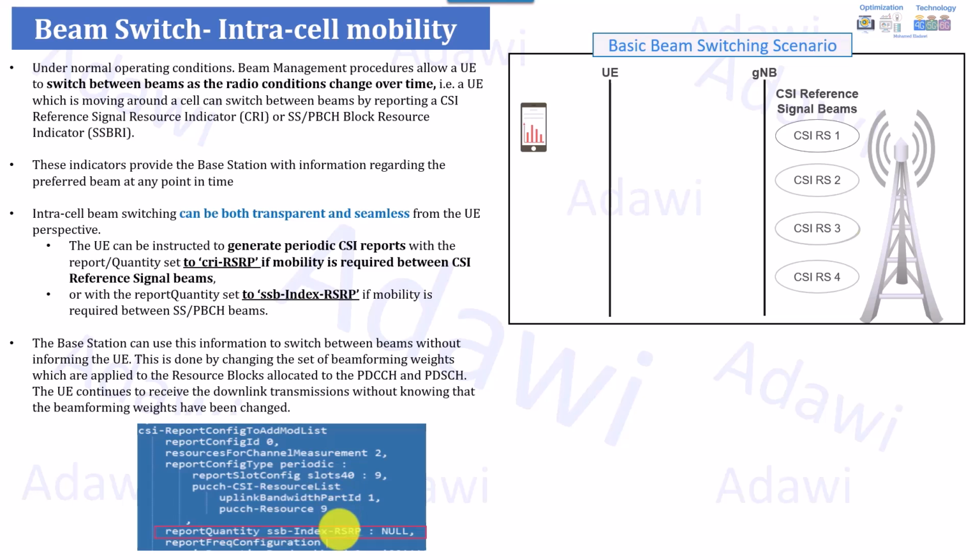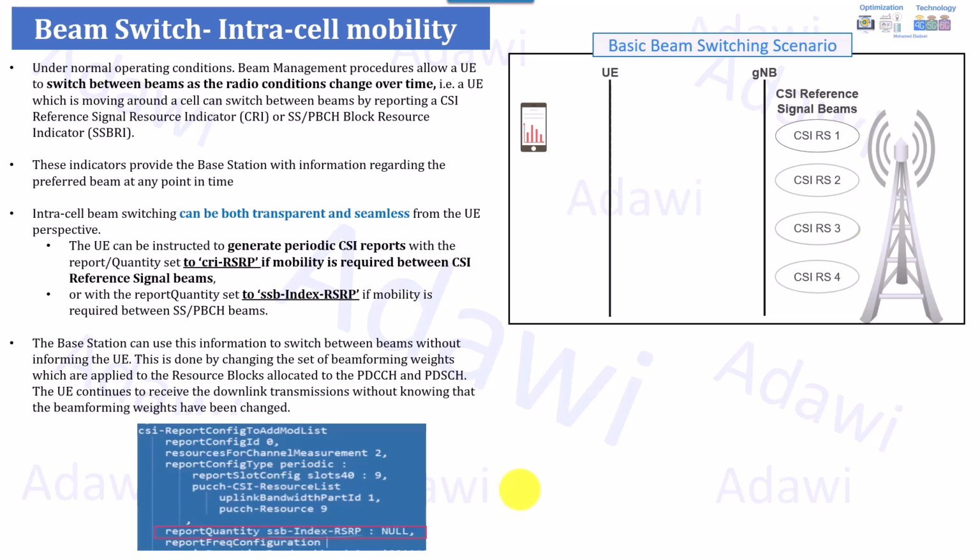For example, let's assume the user is moving from one SSB beam to another in connected mode, or from one CSI-RS beam to another CSI-RS beam, also in connected mode. So the gNB will know, based on the reporting information, which beam is going to serve this particular UE. These indicators, which are highlighted here, will be provided by the UE, and based on that, the gNB can use this information to switch between beams without informing the UE. This can be done by changing the set of beamforming weights applied to the resource blocks allocated to either the PDCCH or PDSCH.